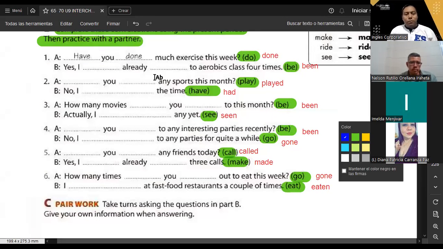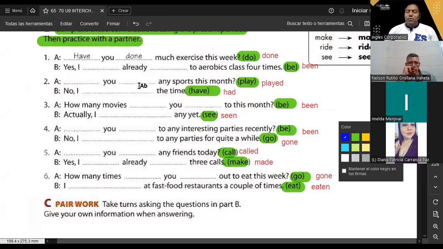Do you see it blurry? ¿Lo ven bien o lo ven blurry, borroso? No, it's clear. It's good. Okay, very good. Excellent. Le puedo decir a los demás que se unan porque no sé si ya se unieron varios. You can join now.